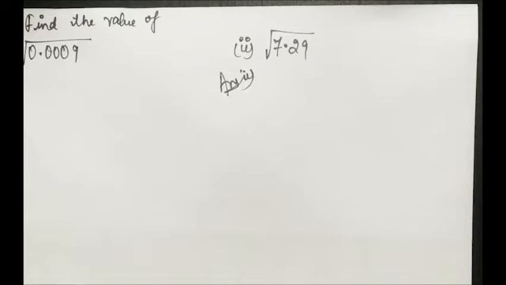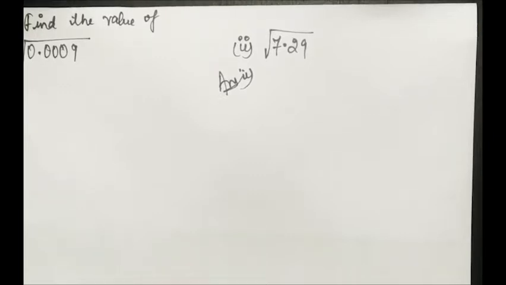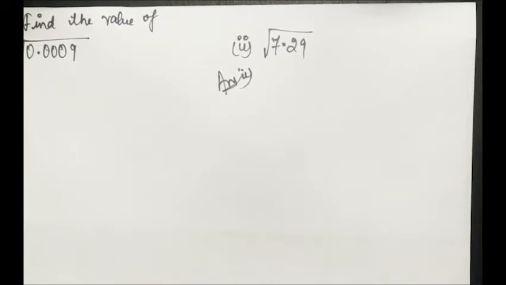So the second question is saying find the value of root 0.0009, and the second part is 7.29. There are 4 parts in this particular question, but I am doing 2 parts only here, as the first one is similar to the second one, so I'm not doing the second part here. And 7.29 is totally different from all the other parts in this question. So let's move on to the first part, that is 0.0009.